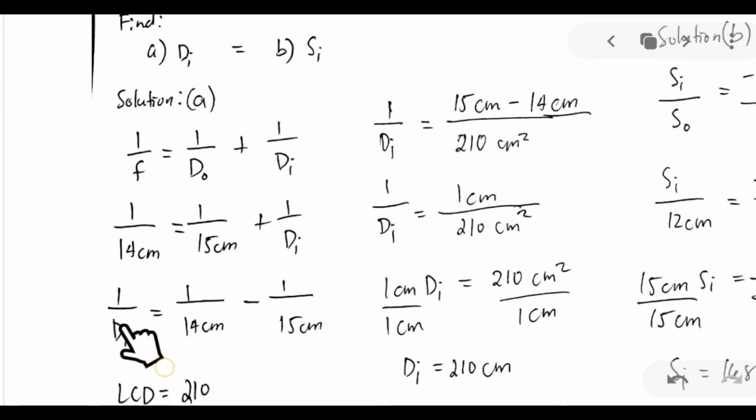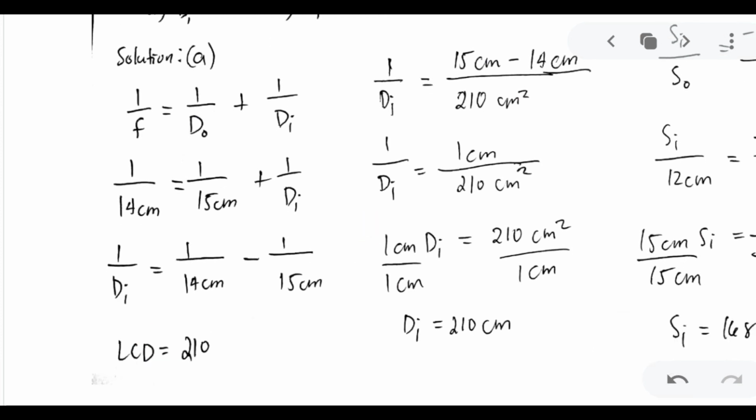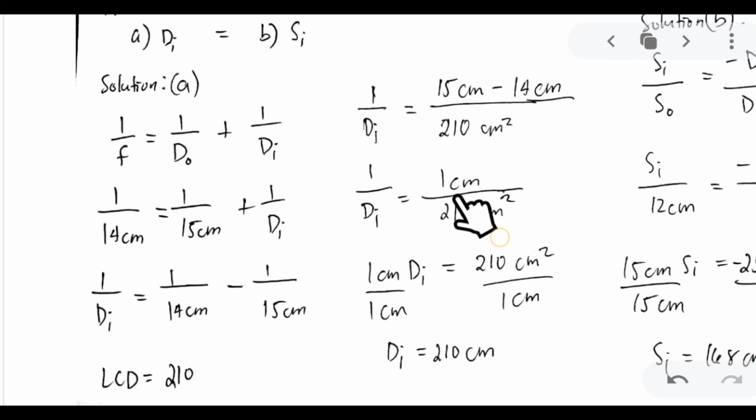Okay, so the next thing that you need to do is 1 over di is equal to 1 over 14 cm minus 1 over 15 cm. You will have a negative value here since you rearrange the equation. Then the next thing that you need to do is find the LCD. That will be 210. And then write 210 centimeters squared at the denominator. That will have to be cm squared for you to be able to have the unit of cm since you are being asked to find the location or distance.